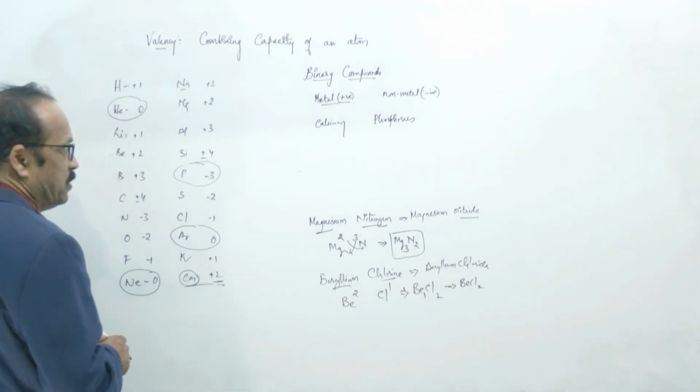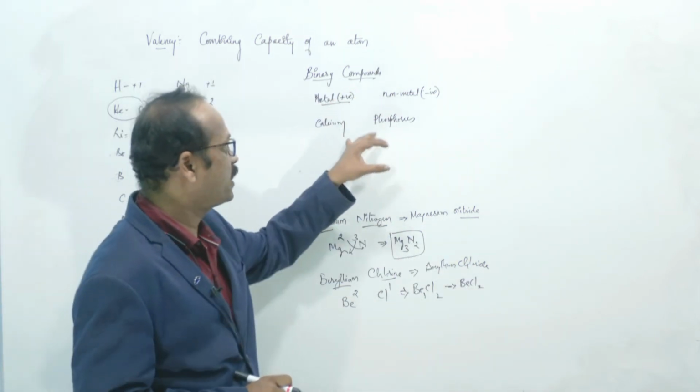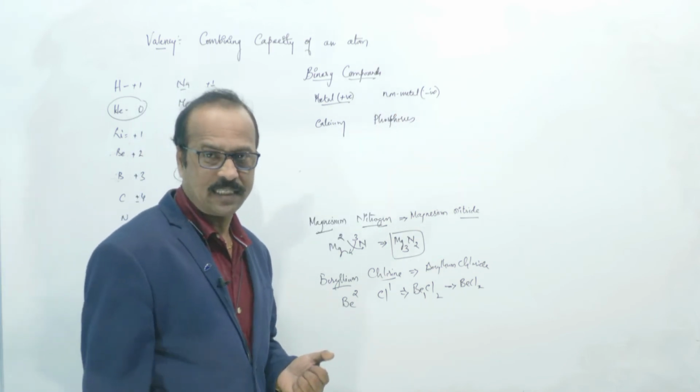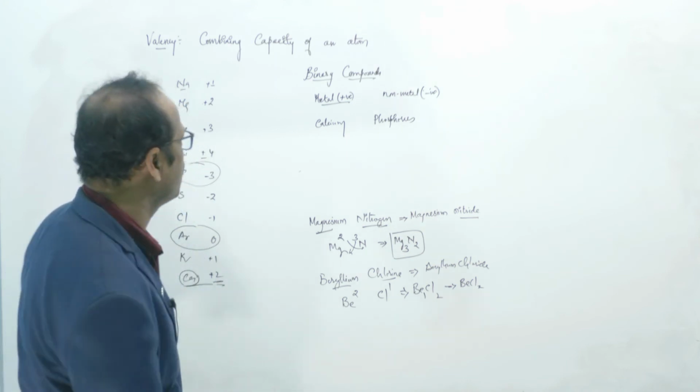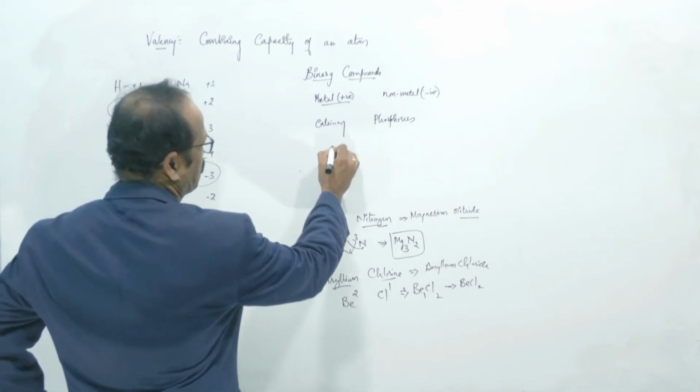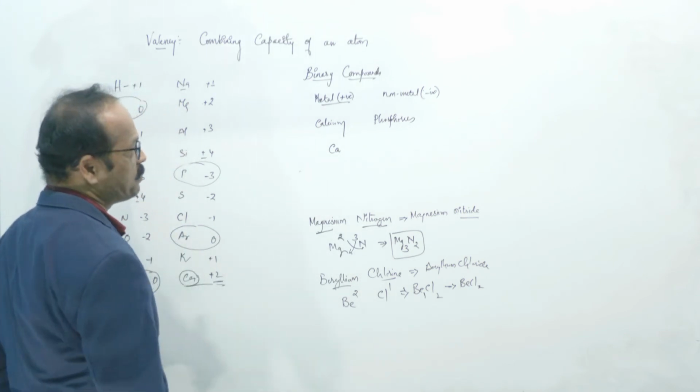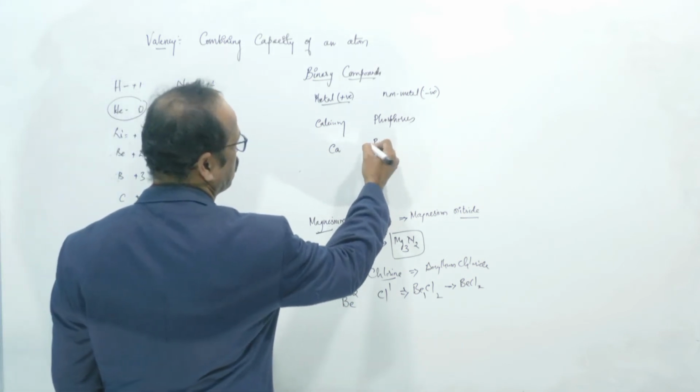So first step is what? First step is done: take the metal, second the non-metal. Now the second step. What is the second step? You take the symbols, write the symbols. Calcium, symbol is what? Ca. Right? Next phosphorus. Phosphorus symbol is what? P.